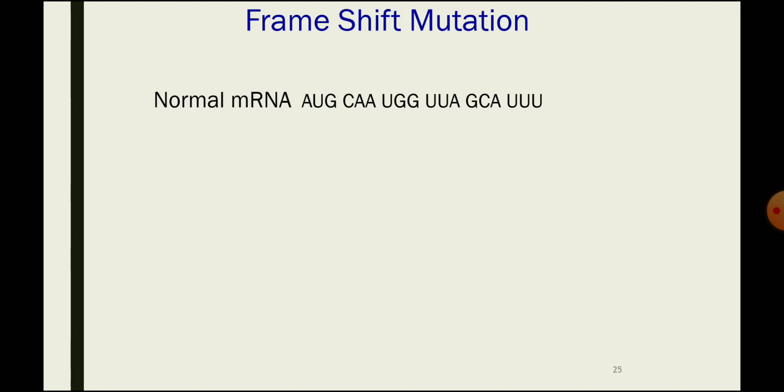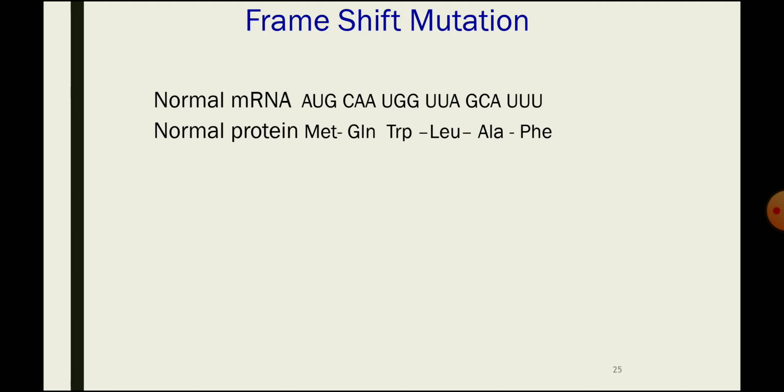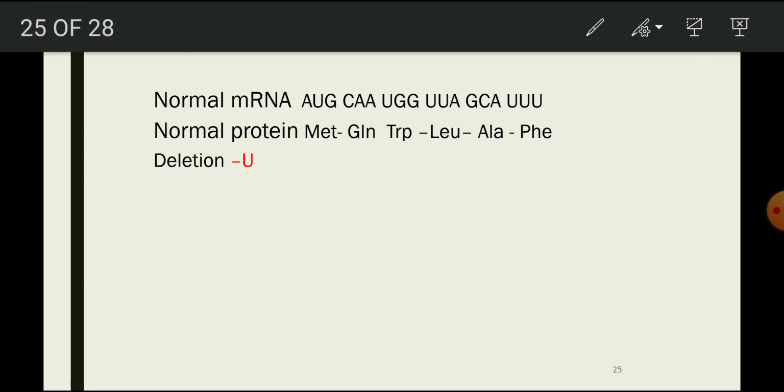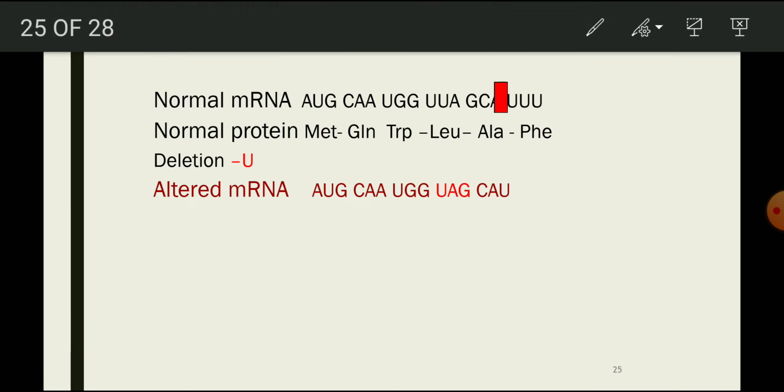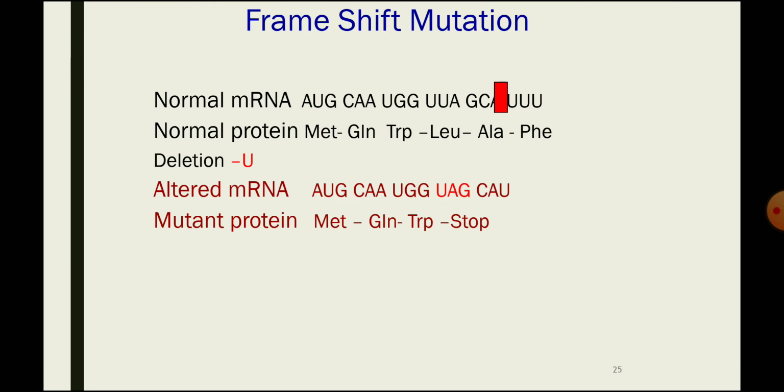Another example, normal mRNA with the sequence codon, then normal protein with the methionine, glutamine, tryptophan, leucine, alanine and phenylalanine, and deletion of U occurs. So deletion, altered mRNA, mutated protein.